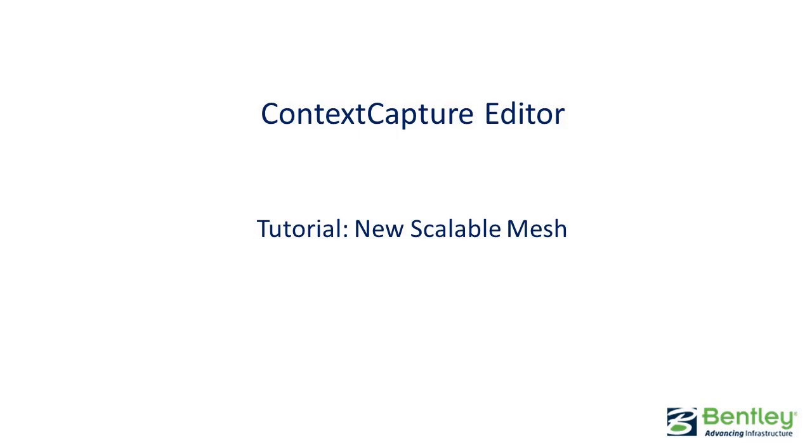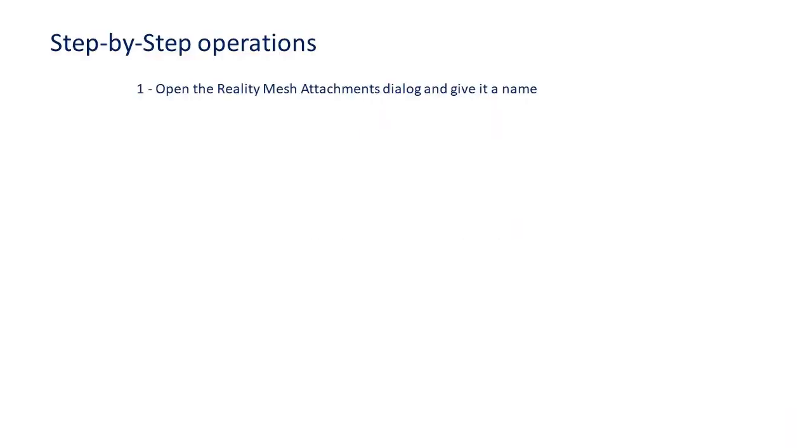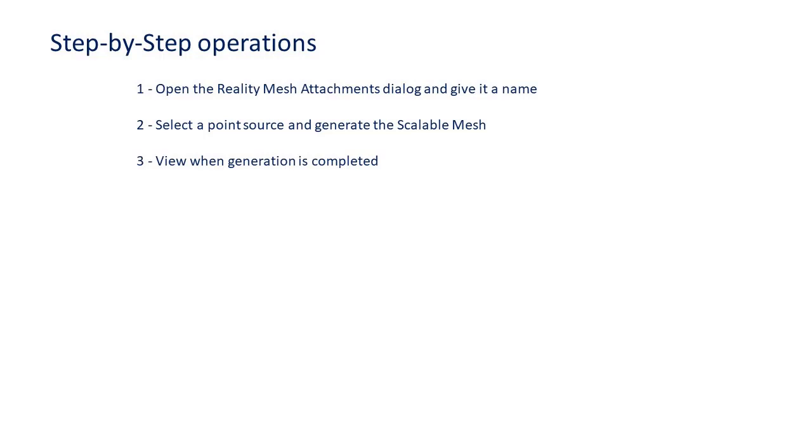New Scalable Mesh. Step 1. Open the Reality Mesh Attachments dialog and give it a name. Step 2. Select a point source and generate the Scalable Mesh. Step 3. View when generation is completed. Step 4. Apply textures to this terrain model using aerial images of Bing Maps.